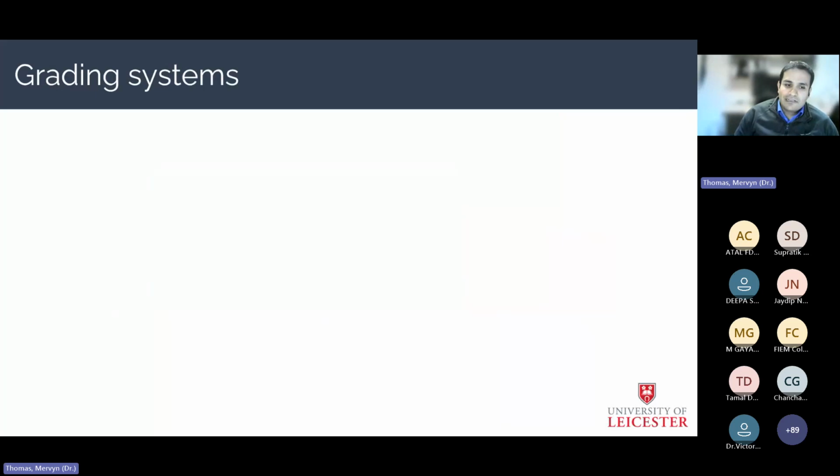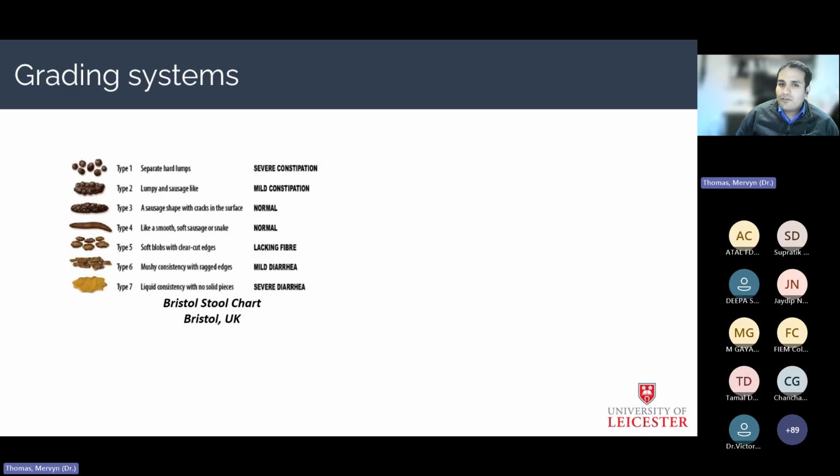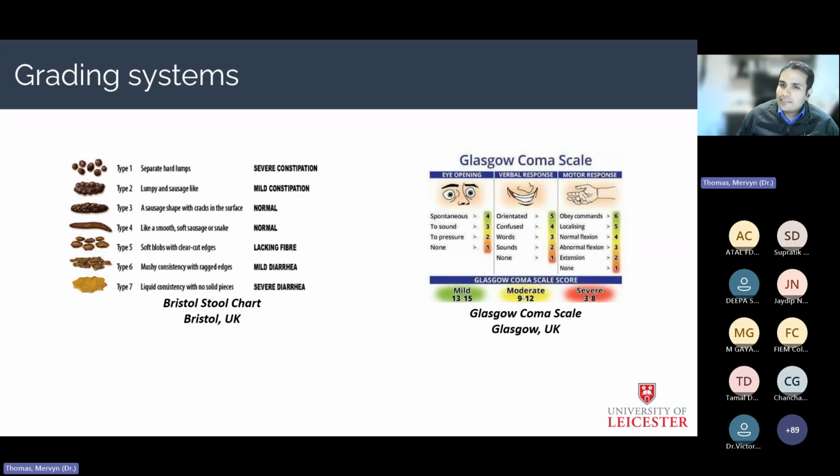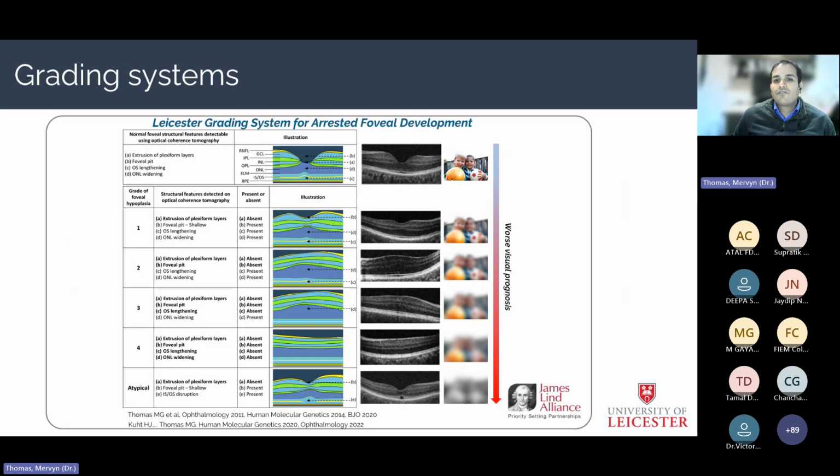Now, with any sort of medical devices or systems, if you talk to any medic, they love grading systems. Each city in the UK is famous for something or the other. For example, Bristol is famous for the stool chart. Glasgow is famous for a coma scale. And lo and behold, one of the claims to fame, other than Richard Attenborough and all the other things I mentioned, is actually a grading system based on the city of Leicester. And this is the Leicester grading system for arrested foveal development.